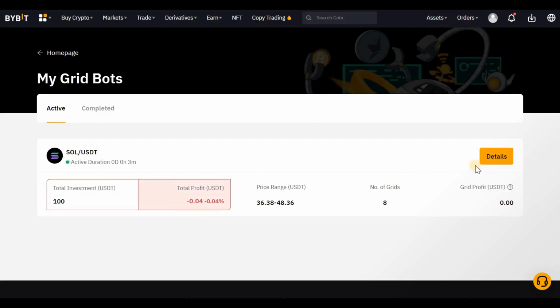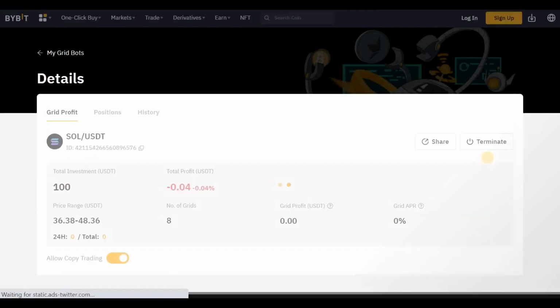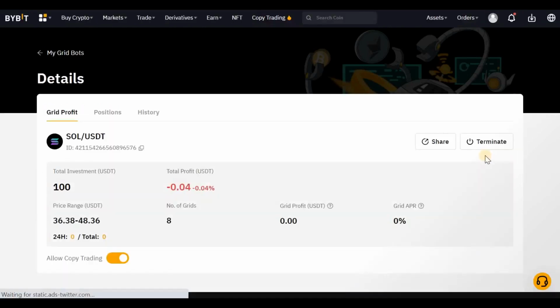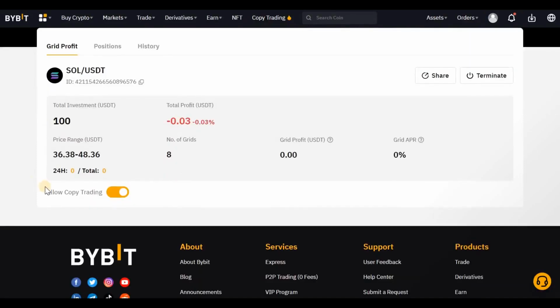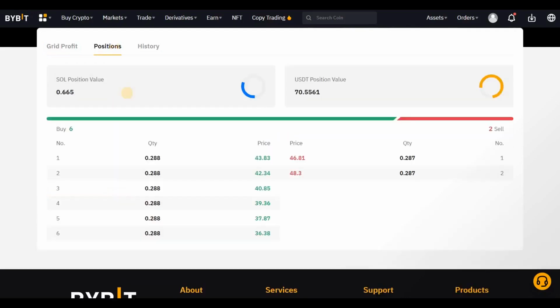Also, you can go over to this section for more details. This would give you a breakdown of your grid trading bot, and this bot is going to be made public for other users to copy this exact strategy. You can also go over to the positions right here. This would show you the allocation of your grid trading strategy. You can see right here that about 70% is allocated to USDT and less than 30% is allocated to Solana.